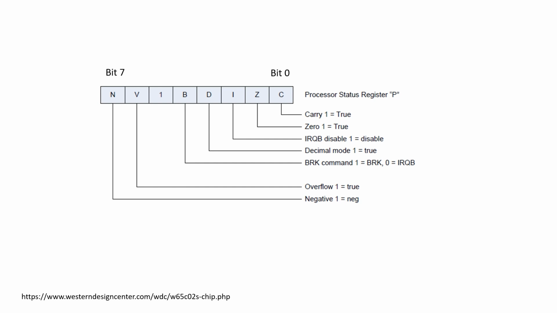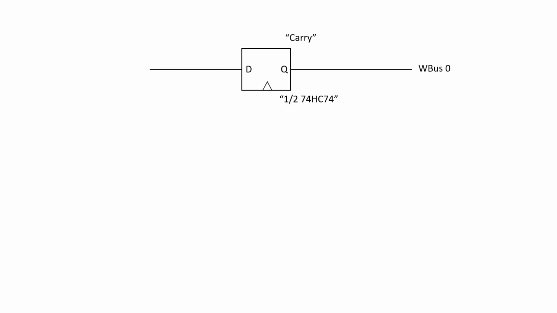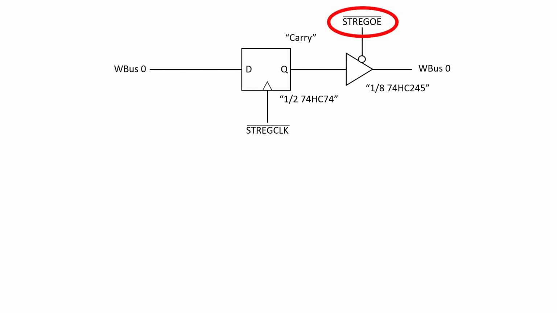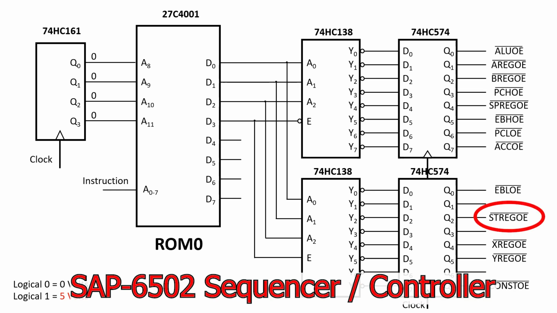If we look at the 6502 status register, we see that carry is bit 0. This means we want a single D-type flip-flop to store carry. Houston, we have a problem. The output from the flip-flop's always on, but we want to connect it to a tri-state bus. To do this, we just add a 74HC245 buffer, which we've seen before. The output will go tri-state when STREGOE is high. Remember, this signal is generated by our decode logic in the sequencer controller.